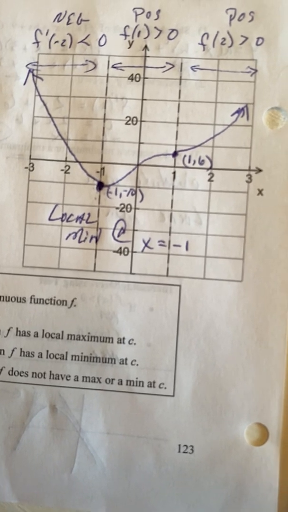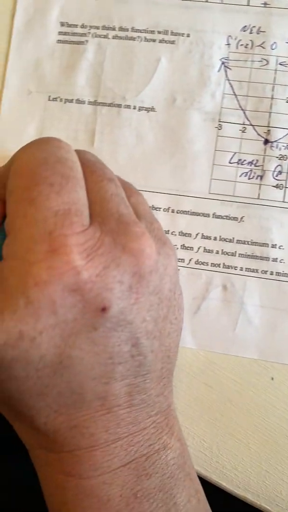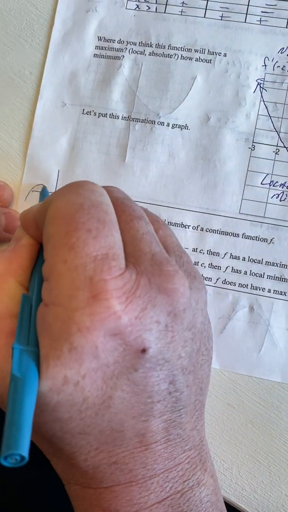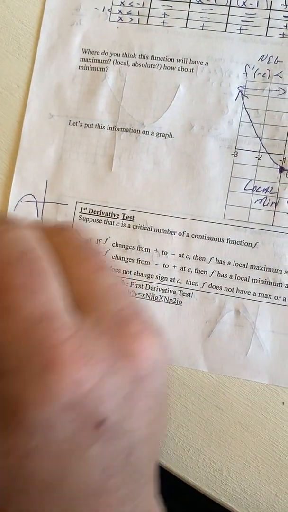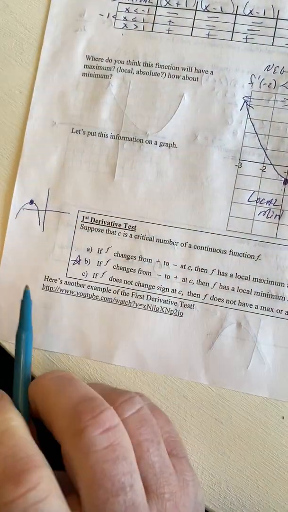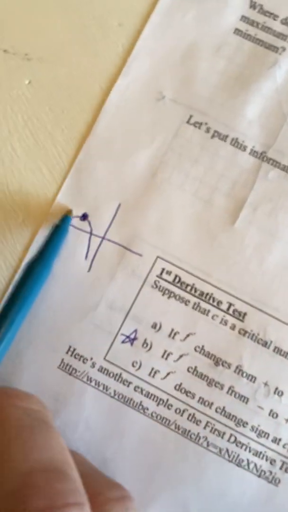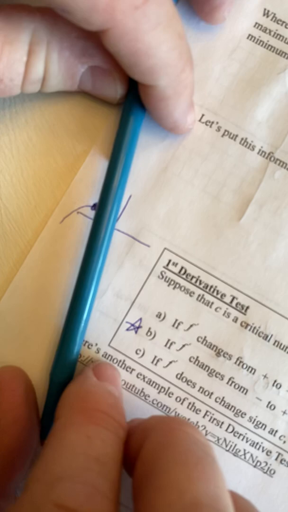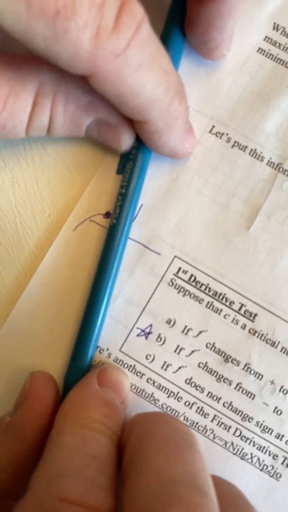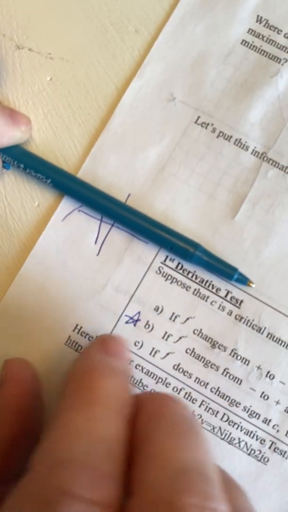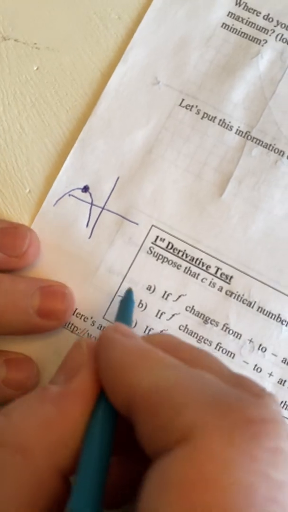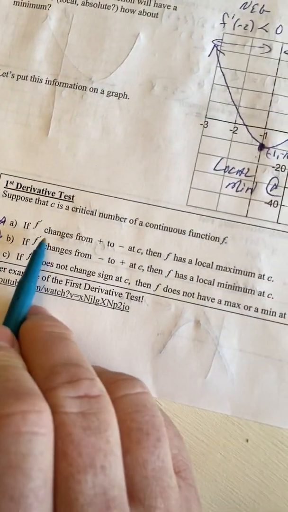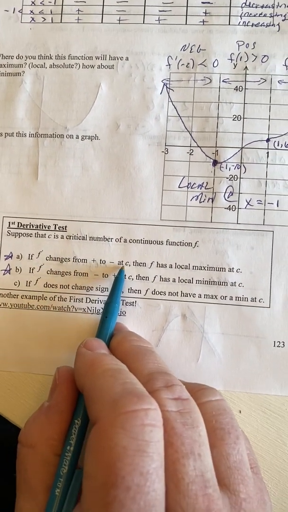Now, if the converse was true, and let's just pretend this isn't my graph, but again, we did this on the last problem. If this was your critical point, because the slope of the tangent line here is 0, if you went from positive slope to negative slope, that's called using the first derivative test to determine that you have a maximum. That would be A here. So if the derivative goes from positive to negative, then you have a max.